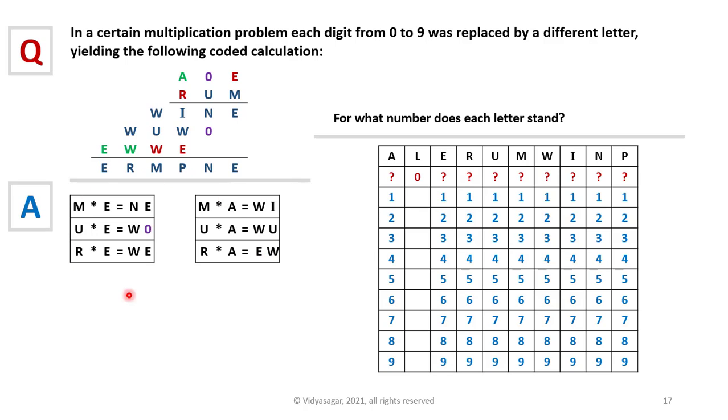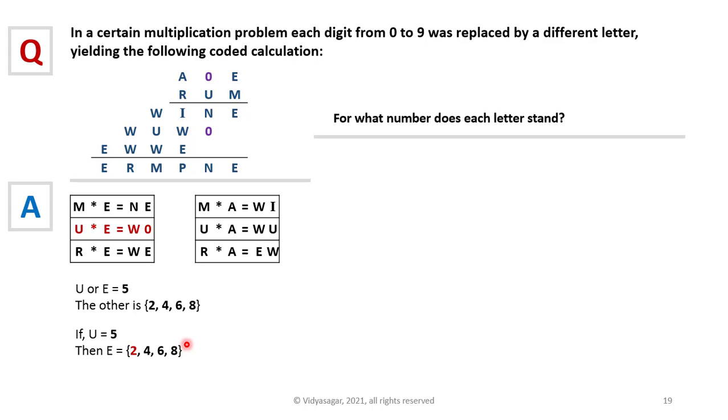Among all these equations, the simplest one to decode would be U times E is W0. To get 0 in the first digit, one of U or E must be 5 and the other digit must be an even number. Let's assume that U is 5, then E must be one among 2, 4, 6, 8. Let's take E as 2.